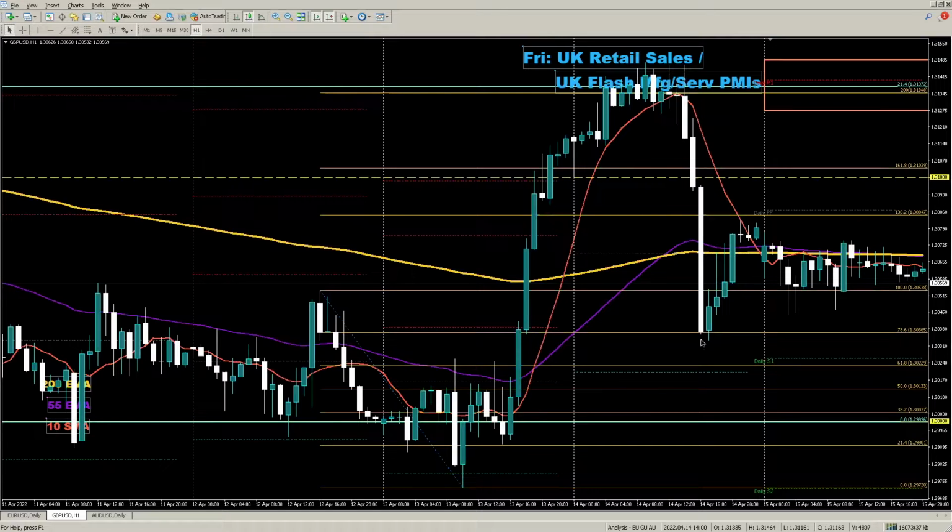Pound sterling fell back down to the 78.6 retracement, dipping below the swing high here. Okay, so I'll be sharing this in my weekly trading blog, so watch out for that tomorrow, Sunday.